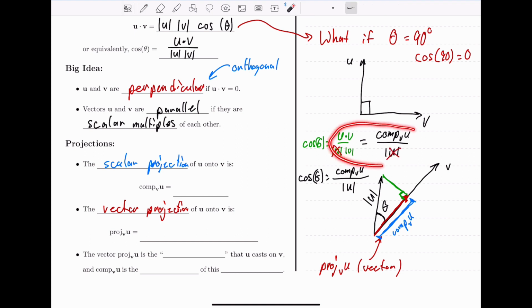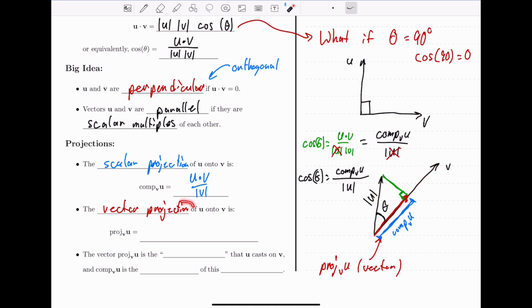Here I have a formula for the scalar projection. It's just u dot v divided by the magnitude of v. Let's write that down. The scalar projection is equal to u dot v divided by the magnitude of v. That will give me the length of this shadow cast by the vector u onto the vector v.